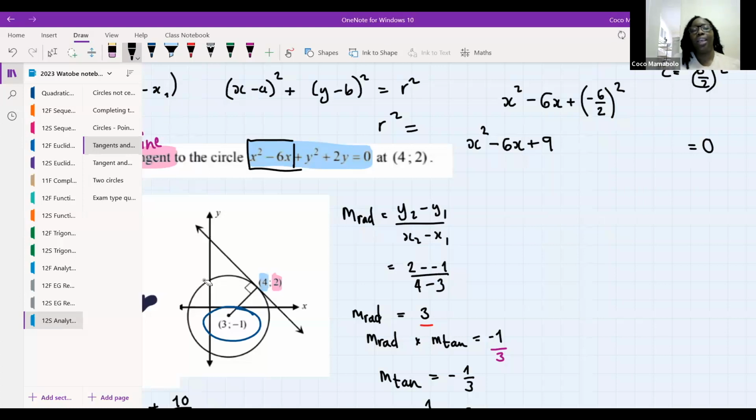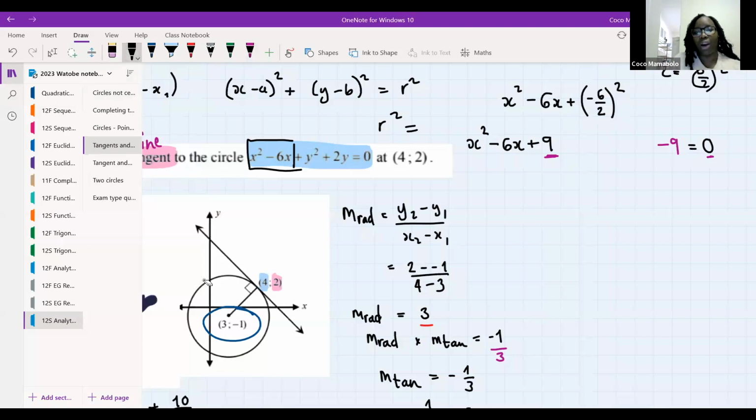But this 9 that I've added over here, it's a foreign object. We can't just be adding things wherever we feel like adding it, because my answer is actually equal to 0. So if I want to get my answer back to 0 again, I need to say plus 9, minus 9. I'm going to put my minus 9 over here. Okay, I'm going to use it in just a little bit.